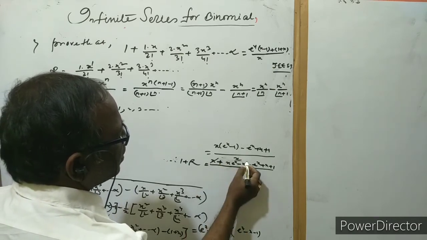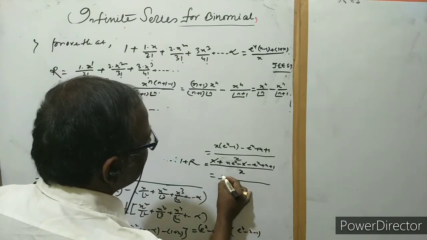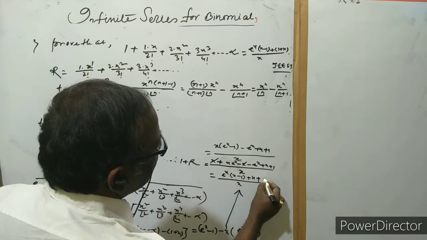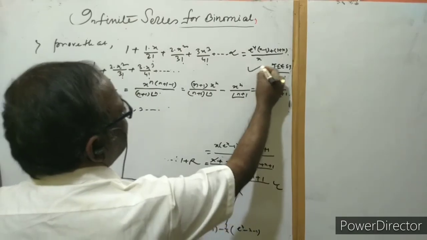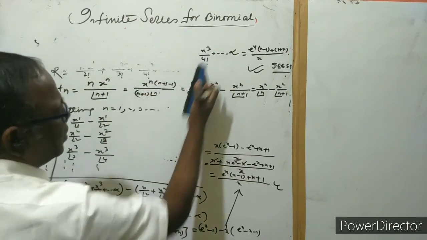Okay, so x and x are cancelled, so we got the answer: 1 by x e to the power x, this is x minus 1 plus x and plus 1. This is your answer. Okay, so very interesting question. After that, there are 2 more questions here. See carefully, and more interesting question, this we have.